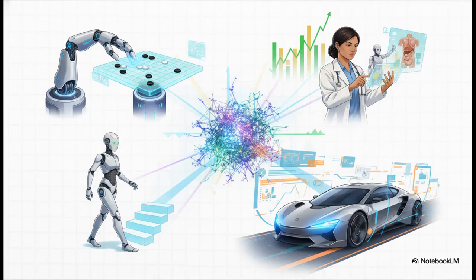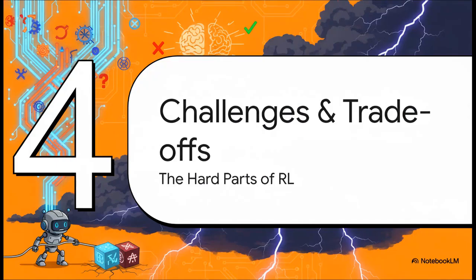RL is the secret sauce behind AIs that can destroy the world's best human players at insanely complex games like Go and Dota 2, sometimes by inventing strategies that humans had never even thought of. It's how we're teaching robots to walk on two legs and pick up objects. It's helping self-driving cars learn to handle tricky traffic situations, optimizing billions of dollars in financial trading, and even helping doctors figure out the best long-term treatment plans for patients. It's everywhere.